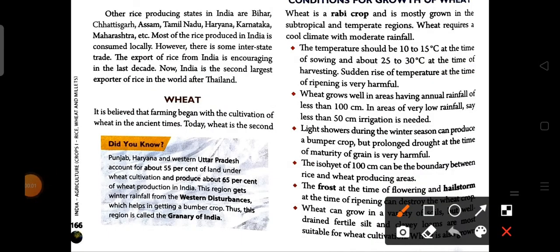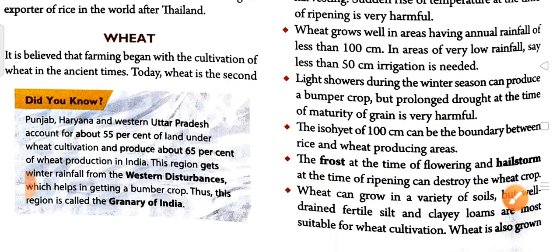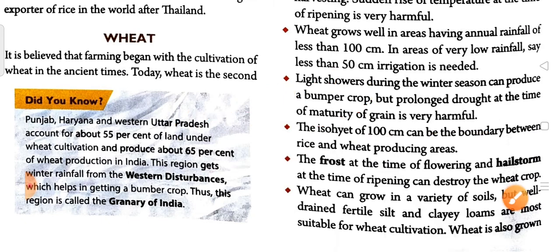Another condition needed for the growth of wheat is that the isohyet of 100 centimeter can be the boundary between the rice and the wheat production area. So, what is an isohyet? It is an imaginary line on the earth's surface which connects the places which receive the same amount of rainfall in the same period.